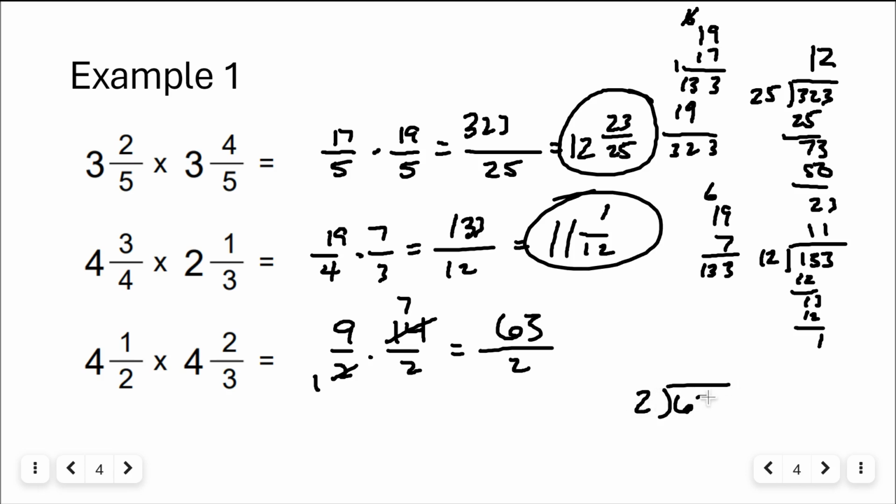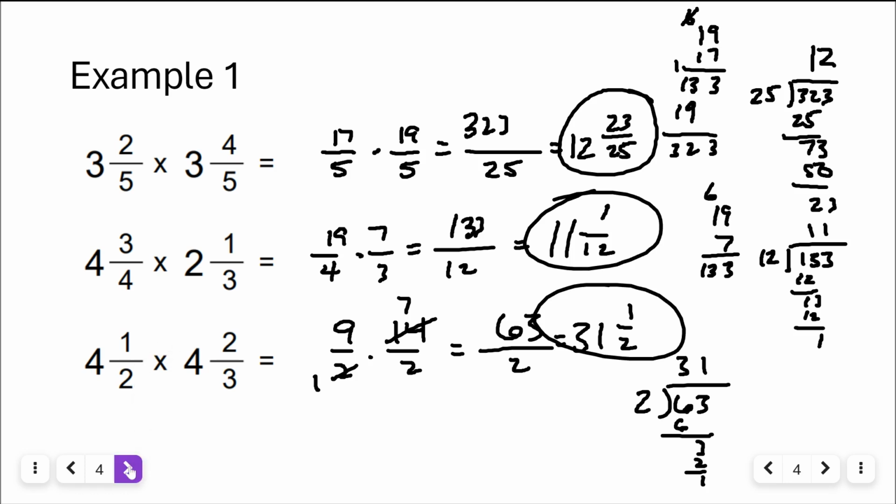So we got 2 into 63. 2 goes into 6 3 times. 2 goes into 3 once. 1 more left. That's 31 and a half. And there's my answer for that one. So you already know how to do all the steps that are here. You're just kind of putting a couple things together here.